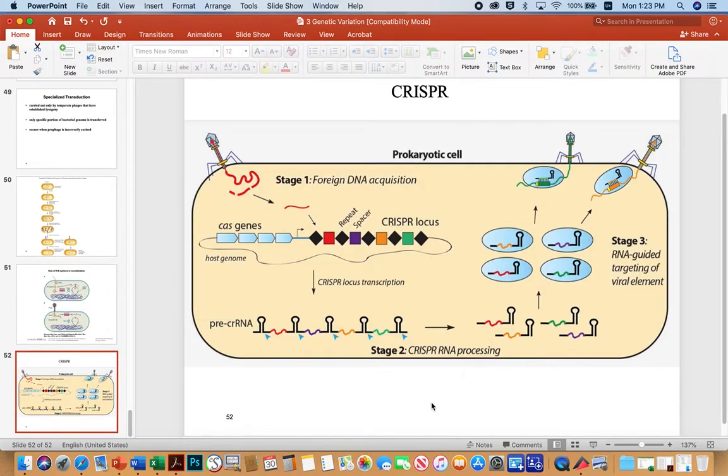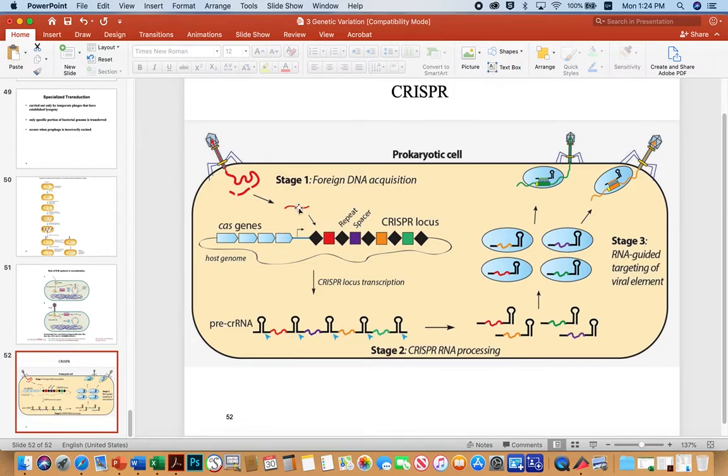CRISPR is another example of a bacterial immune response, if you will. And in this particular case, you're looking at a DNA virus here injecting its genetic information into a prokaryotic cell. And so that's stage 1, foreign DNA acquisition. So here's what we call a protospacer, a hunk of DNA that's been cut by Cas proteins. This protospacer would then be integrated into the CRISPR locus.